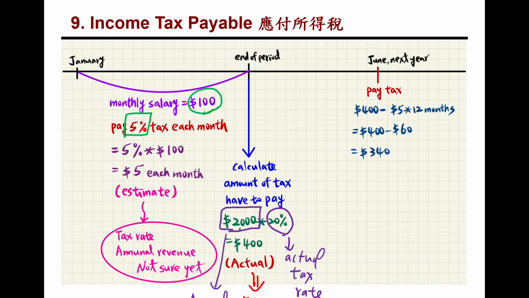So did you find out? You want the money as early as possible. The government wants the tax as early as possible. So they want you to pay $5 each month. So that's why for my salary, each month I pay that 5%. So the actual money I got is without that 5%. Okay? So after this, I still owe the government $340.